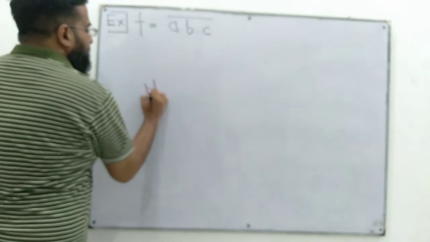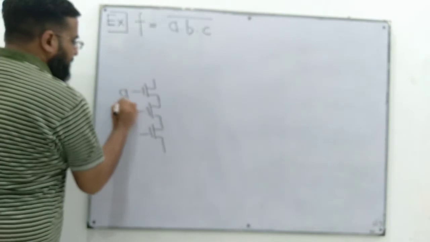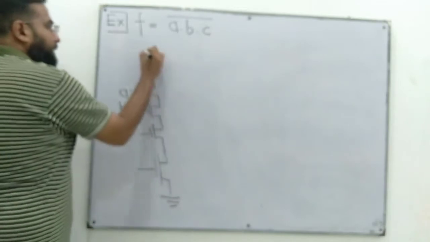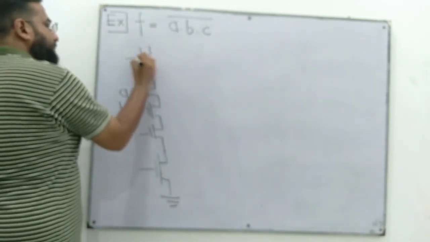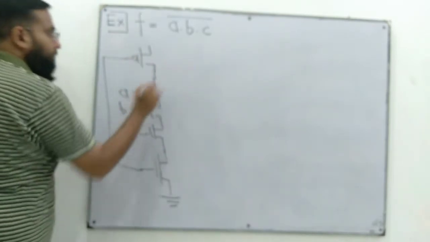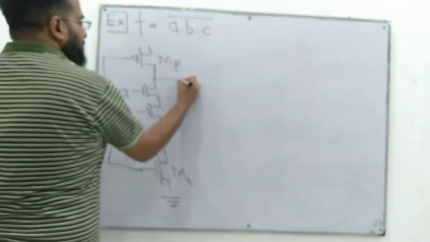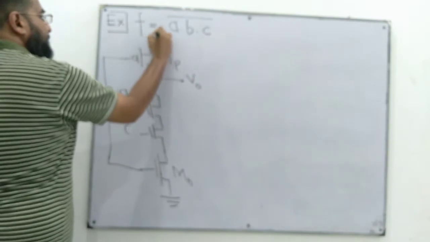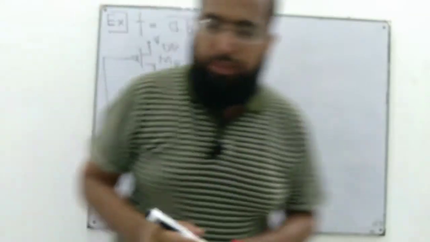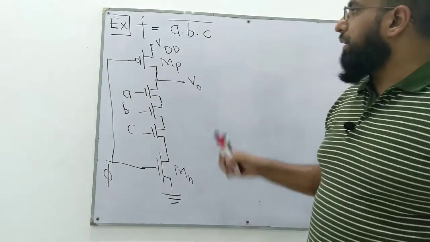For a NAND 3 gate, we have to implement the NMOS array as we have just studied: A, B, C, and then we have this gating NMOS, and on top of this NMOS array we have the gating PMOS transistor. So these two transistors are the gating transistors MP and MN, and here we have this output. This is connected to VDD and this is connected to phi, right?